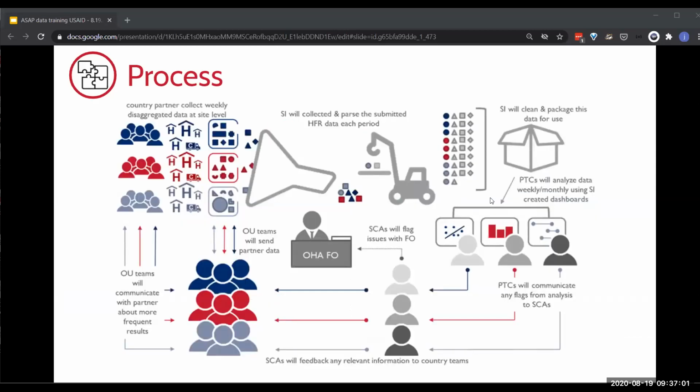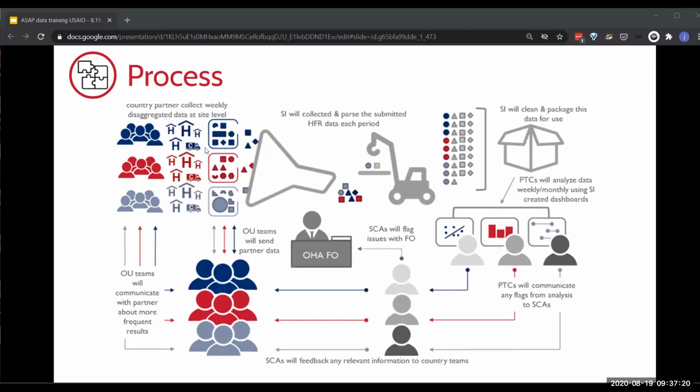This is everything that happens with HFR data. Now, again, there's a lot happening here. You really need to only concern yourself with what's going on in the upper left-hand corner. So country partners collect weekly disaggregated data at the site level. So you're doing all this stuff here in the upper left-hand corner and then sending it in.